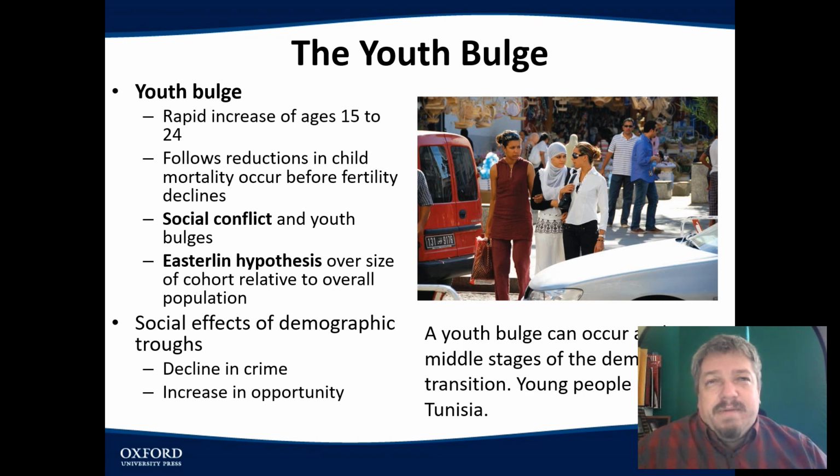And one of the things we think is that crime is usually committed by young people. And if there are fewer young people because the population of young people has fallen, then there's less crime. Conversely, there should have been more opportunity, and in some ways there were. In some ways there's not.